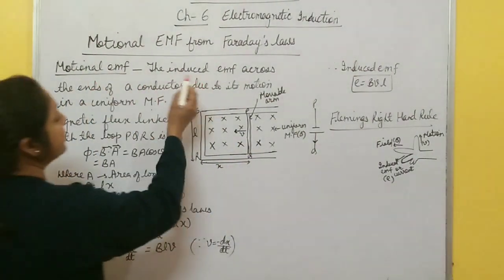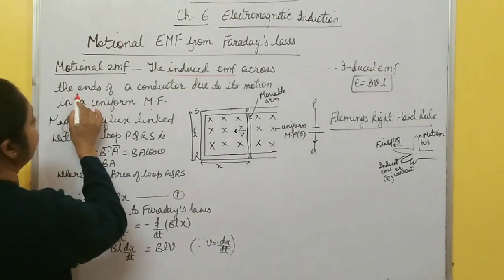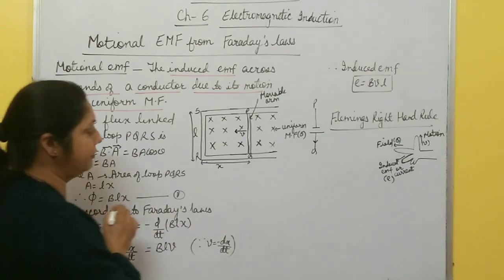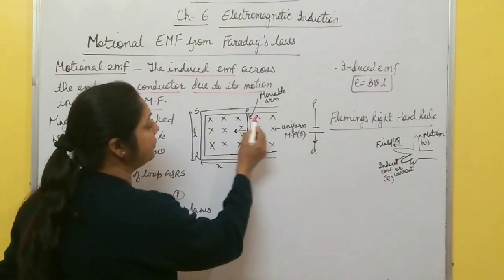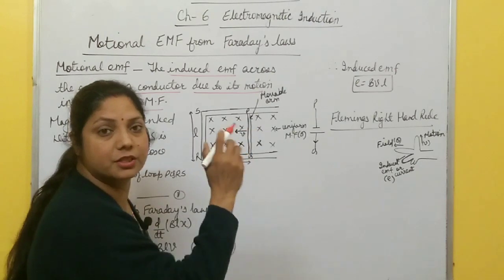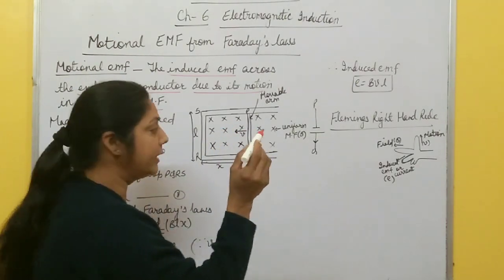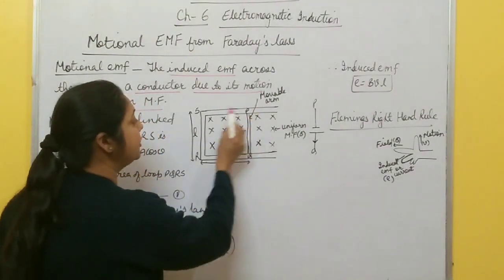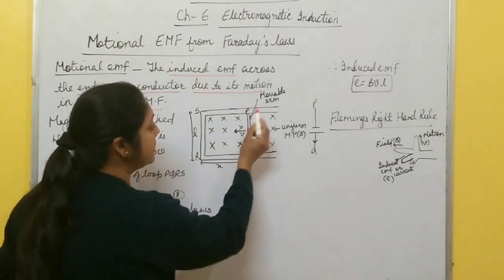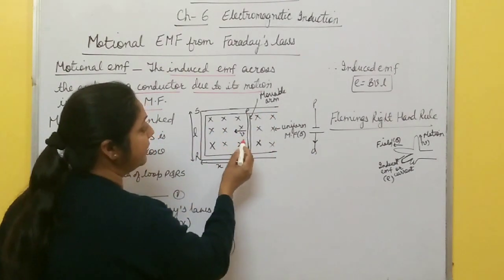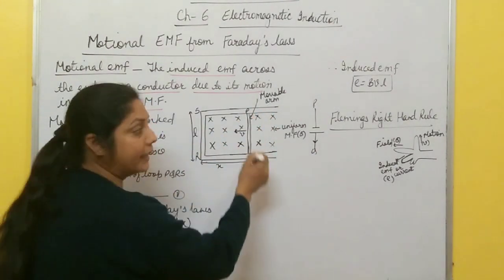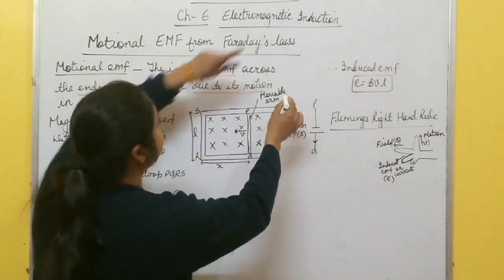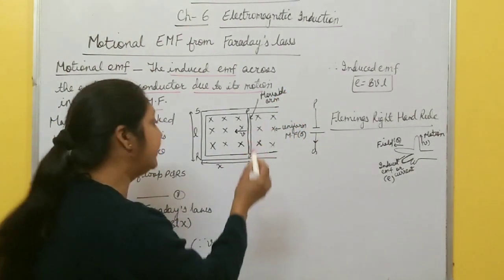So the definition of this one is the induced EMF across the ends of a conductor due to its motion in a uniform magnetic field. Suppose this is a uniform magnetic field and it is cross type. Cross type means the direction of the magnetic field is perpendicular to this plane. And suppose a U-shaped conducting rail is placed normally to this magnetic field, with the field perpendicular to this plane.